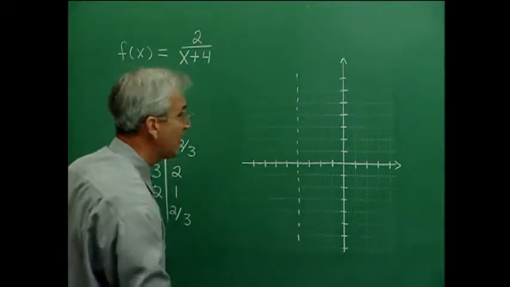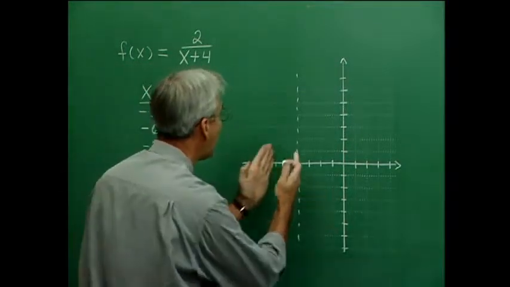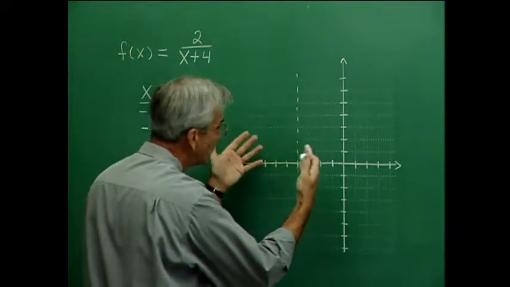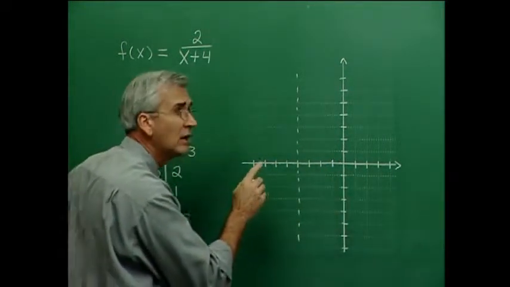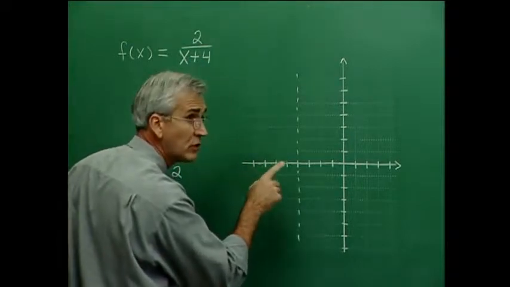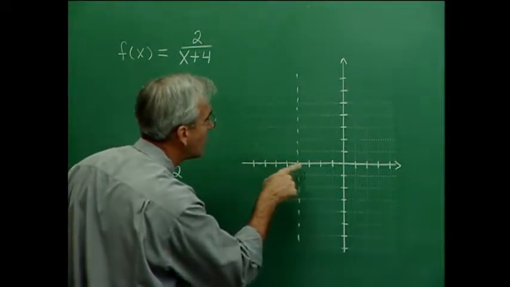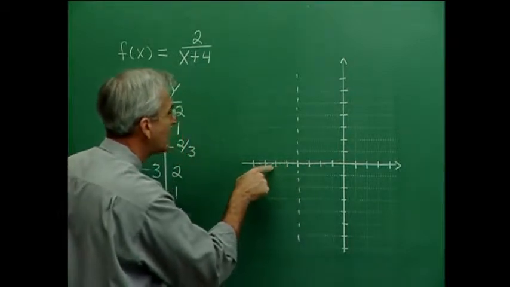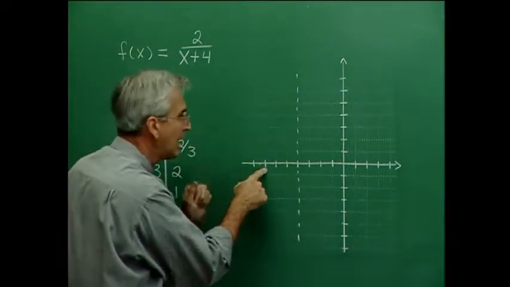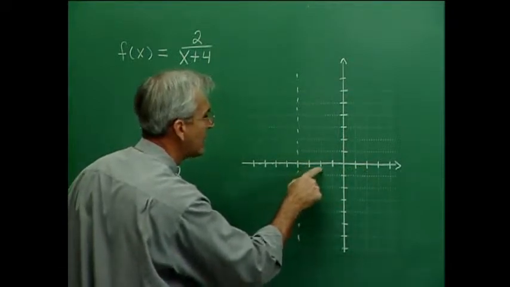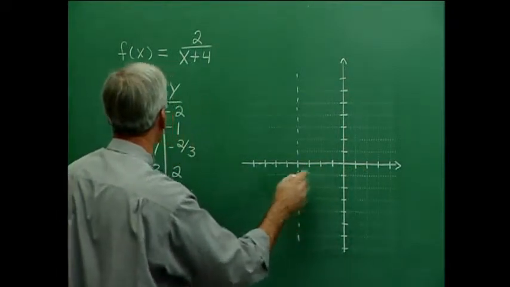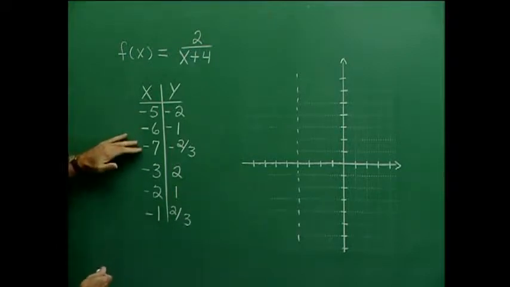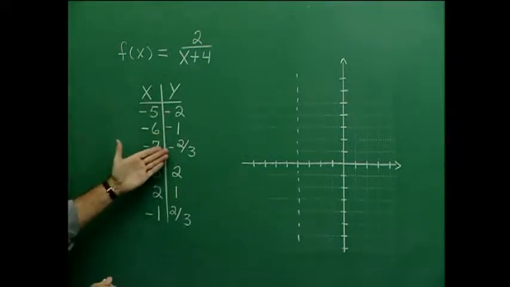Okay, with that in mind then, we want information about the graph on either side of this vertical asymptote. So we'll just make a table of values and find points associated with an x of -5, -6, -7. That's what I'd like on this side. And on the other side, I'd like -3, -2, and -1. So I've done that here with this table, and these are the subsequent y values.